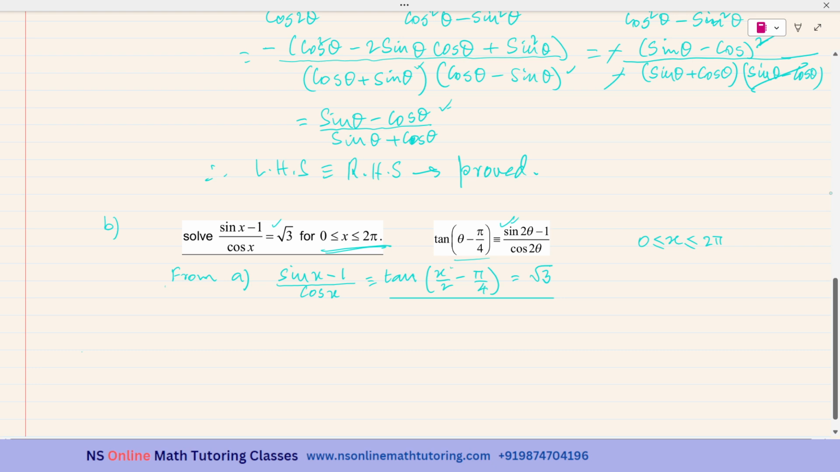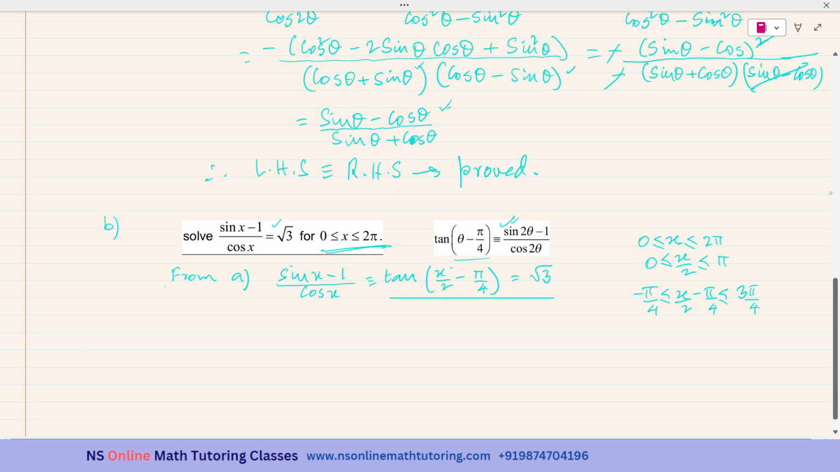So first of all, I am converting this x to x over 2. So it is getting divided by 2. So 0 divided by 2 is 0 and 2 pi divided by 2 is pi. And then I'll be subtracting pi over 4. So x over 2 minus pi over 4. 0 minus pi over 4 is negative pi over 4. And pi minus pi over 4 is 3 pi over 4. Okay. So the domain of this angle x over 2 minus pi over 4 will be between negative pi over 4 to positive 3 pi over 4.